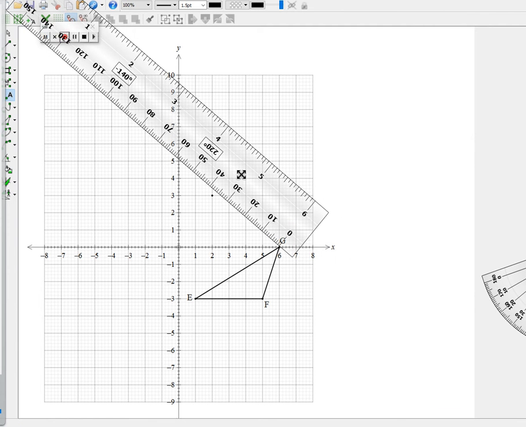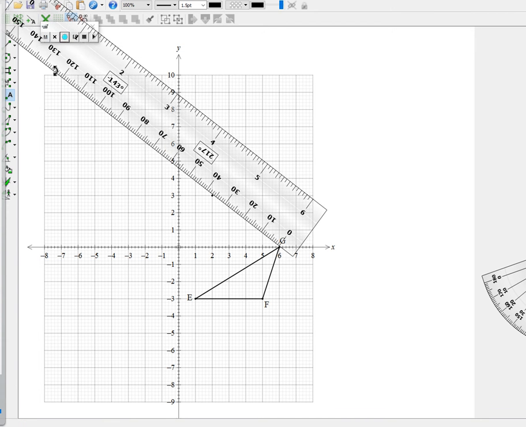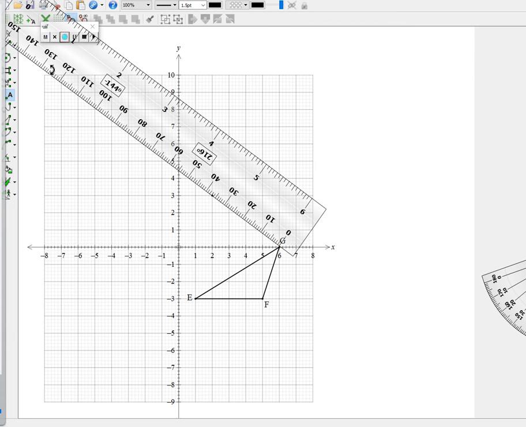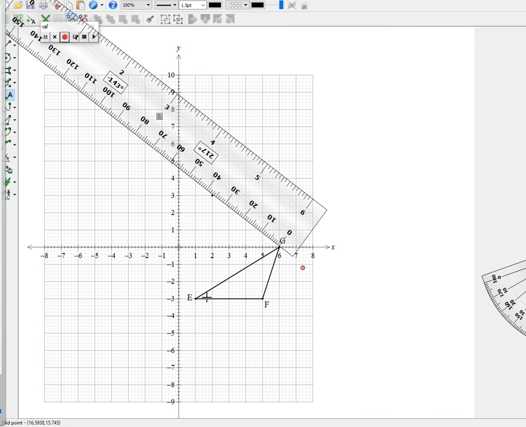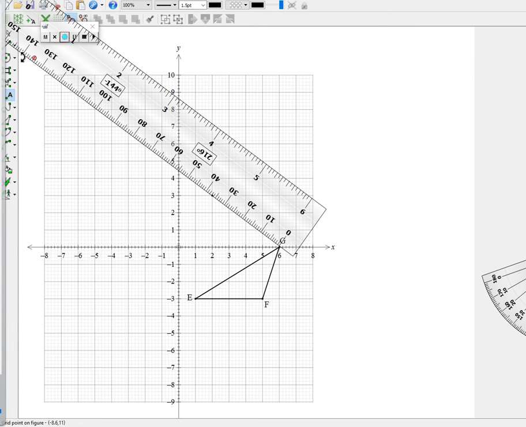So the first thing we're going to do, we're going to draw some lines connecting the center of rotation. By the way, this one we're going to rotate triangle EFG by 180 degrees about the point 2, 3. All right. So first thing, draw some very long lines from each vertex on your object through the center of rotation.